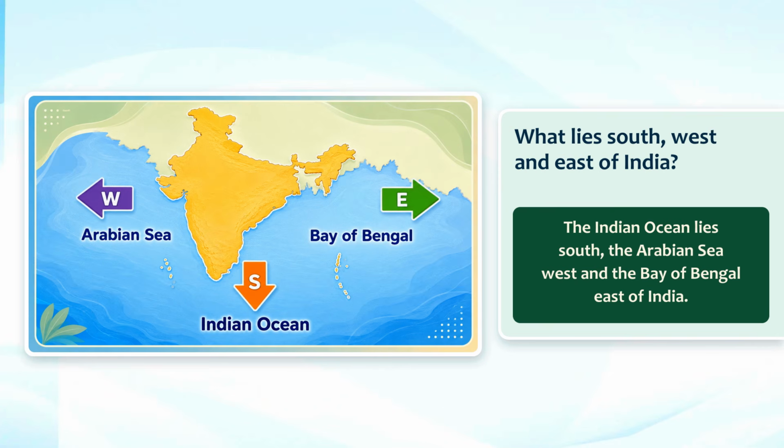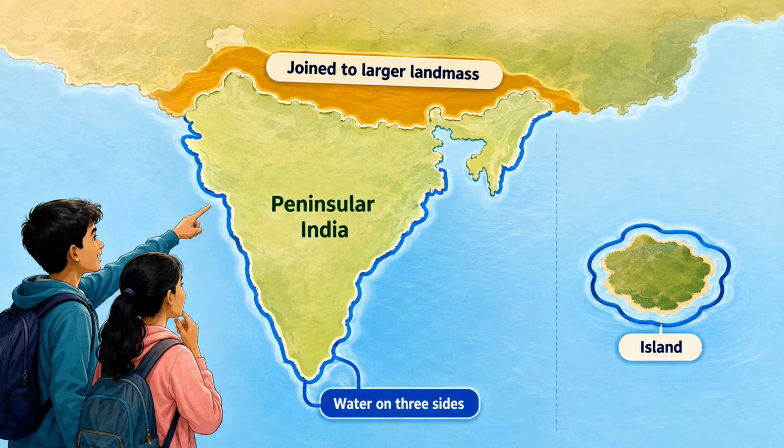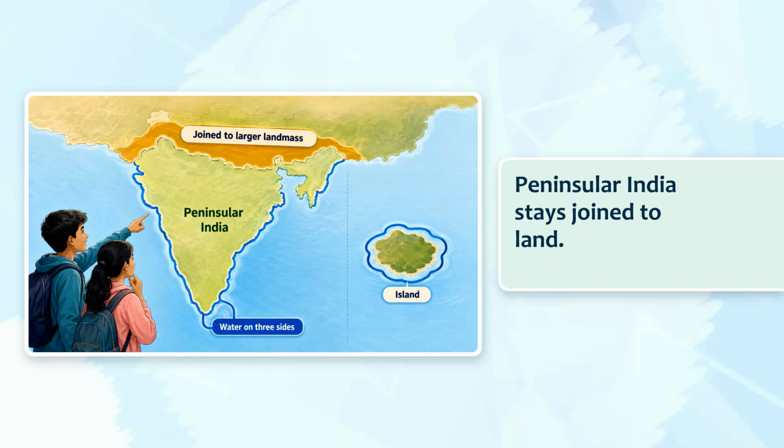Next, we will use India's land connection and surrounding water to explain Peninsular India. Peninsular India has water on three sides, but remains joined to a larger landmass in the north. So India is not an island. One visible land connection changes the classification. Peninsular India stays joined to land. That northern connection is the key difference from an island.